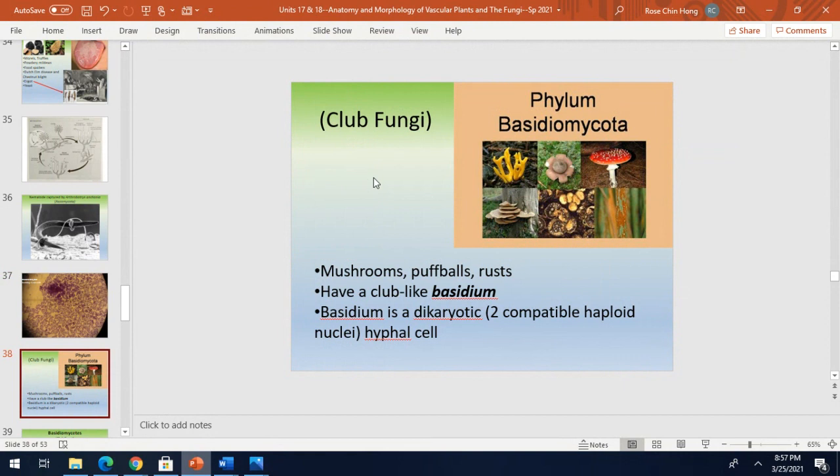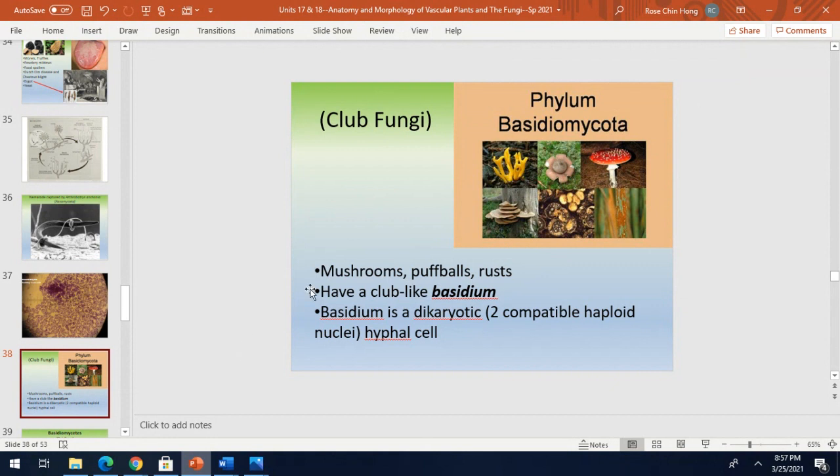These are the club fungi. And it's called a club fungi because they have this club-like structure that's called basidium in the sexual reproductive cycle of its life. So this phylum here is Basidiomycota, and it's called Basidio for the part due to its basidium structure. All right, so these are some of the examples we see here with stars and all that stuff.